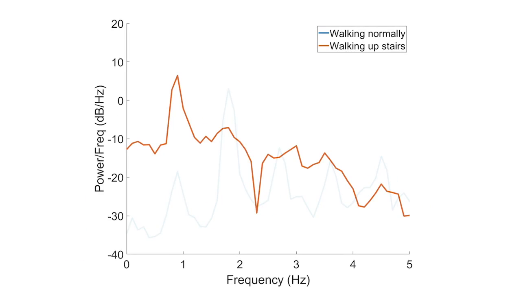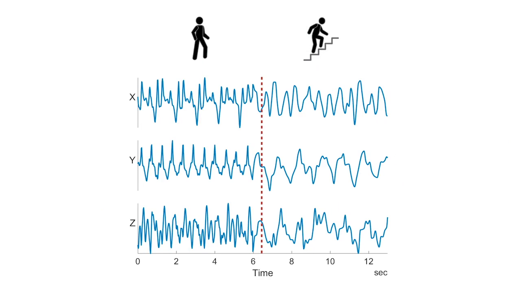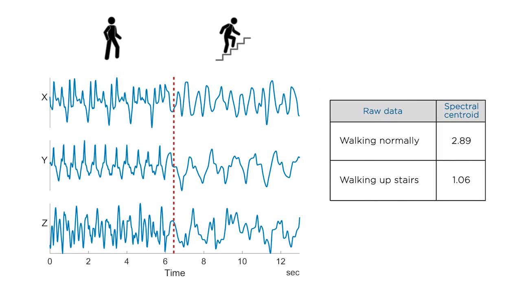This concentration influences the spectral centroid, which is around 1 Hz for the walking upstairs signal. The spectrum of the walking normally signal has more energy at higher frequencies. Therefore, the spectral centroid is larger, around 3 Hz. This difference may not seem like much, but consider the implications. You've now managed to tell apart two very similar signals with a single summary statistic.